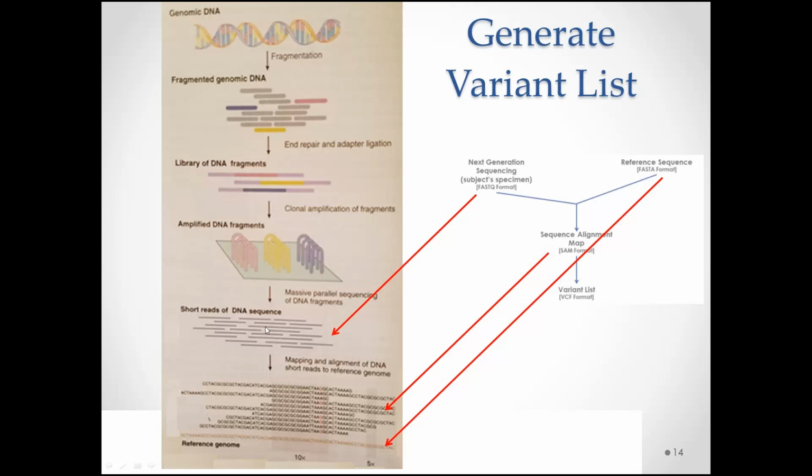We then align each one of these reads to the reference genome, and the reference genome can be obtained in FASTA format. When we align each one of these reads to the reference sequence, as you'll see done here, this file containing all of the reads aligned to the reference sequence is in SAM format, or sequence alignment map format, okay?